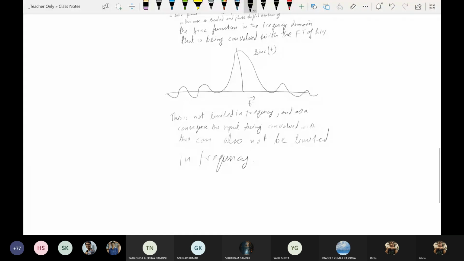We can easily argue that a signal that is limited in frequency cannot be limited in time.